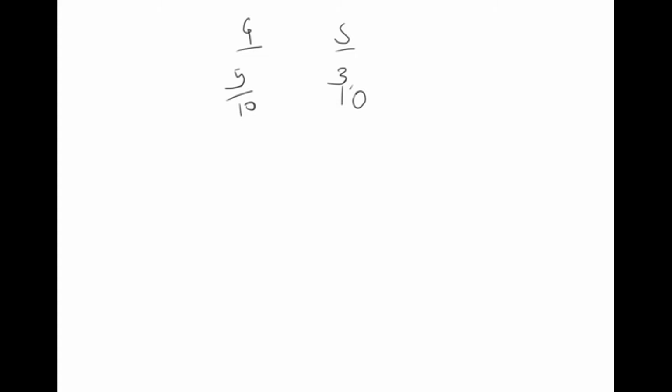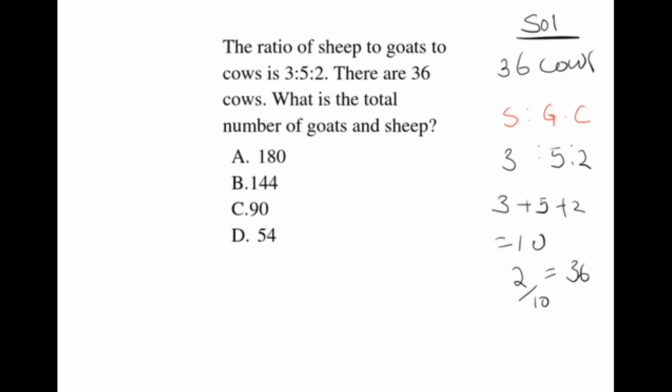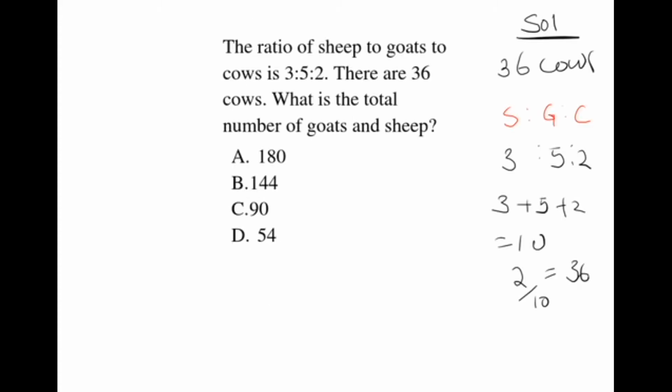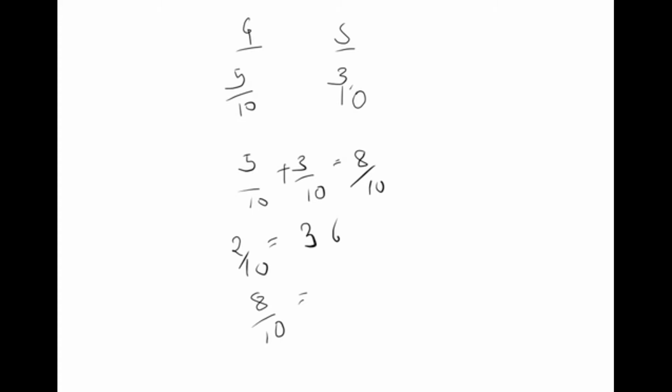Therefore, the ratio for goats and sheep is 5/10 plus 3/10, which is 8/10. Therefore, if 2/10 is equivalent to 36, what about 8/10? This 8/10 is the total number of goats and sheep, which we are asked in our question. Then from there we can cross multiply.